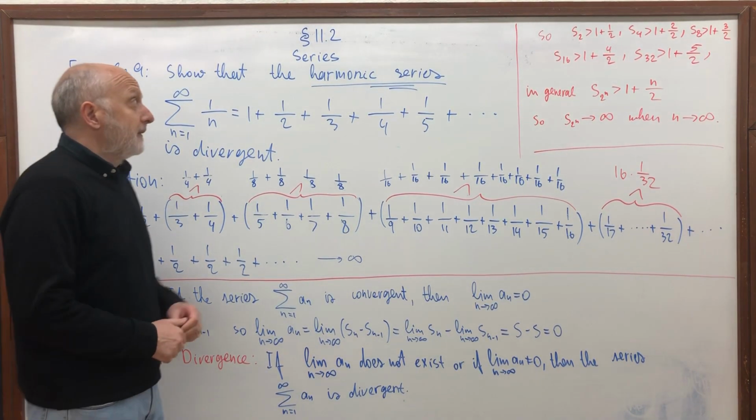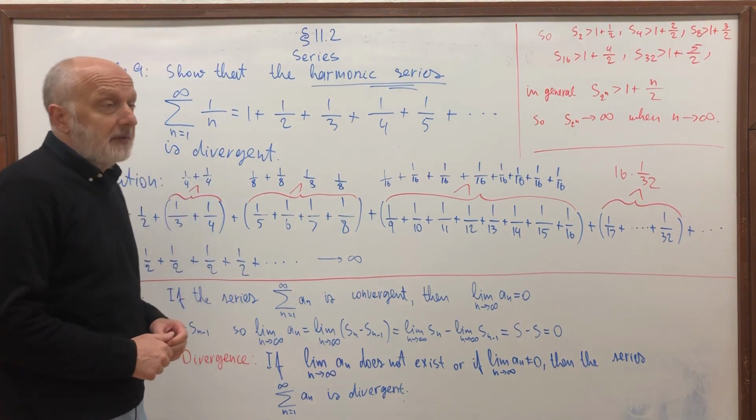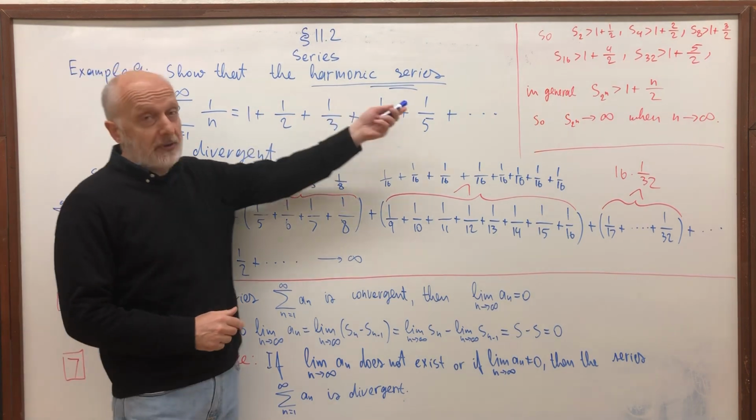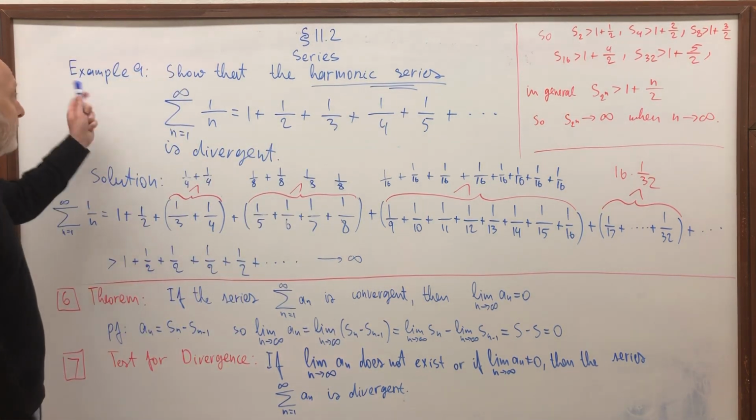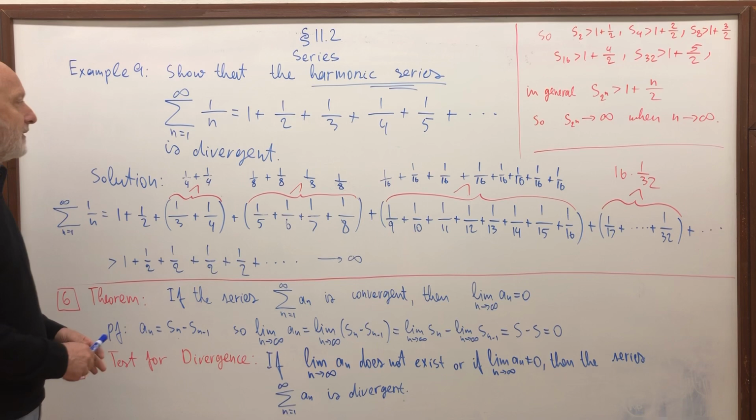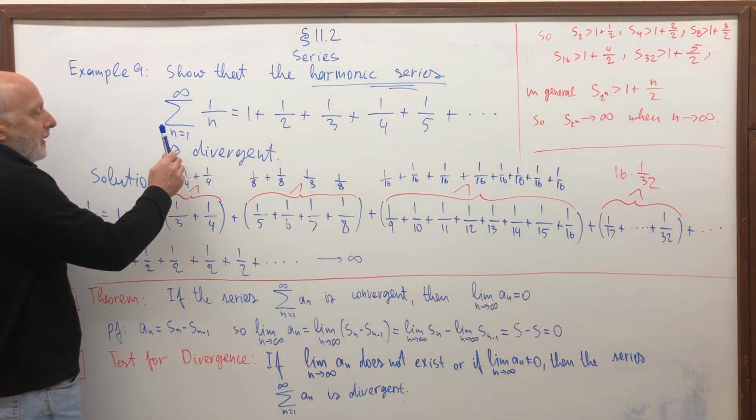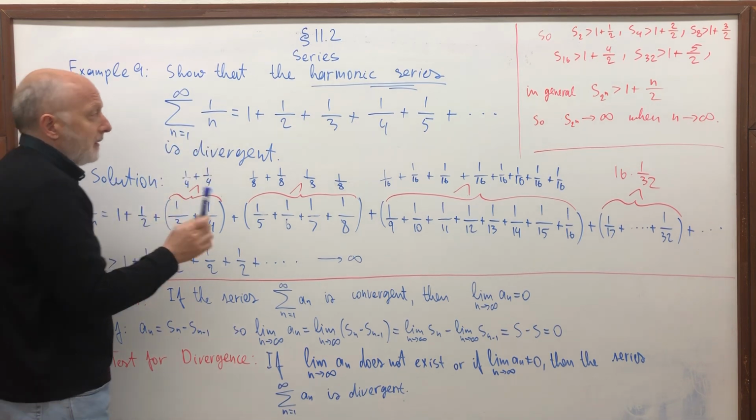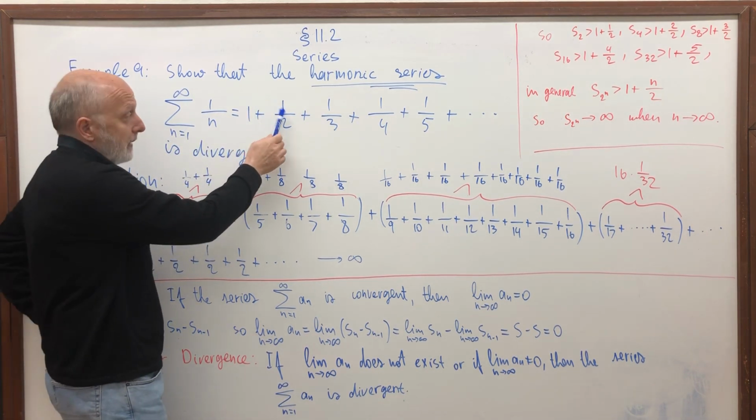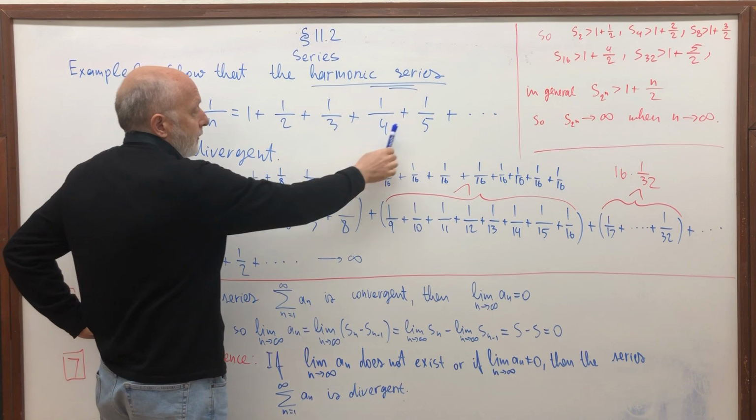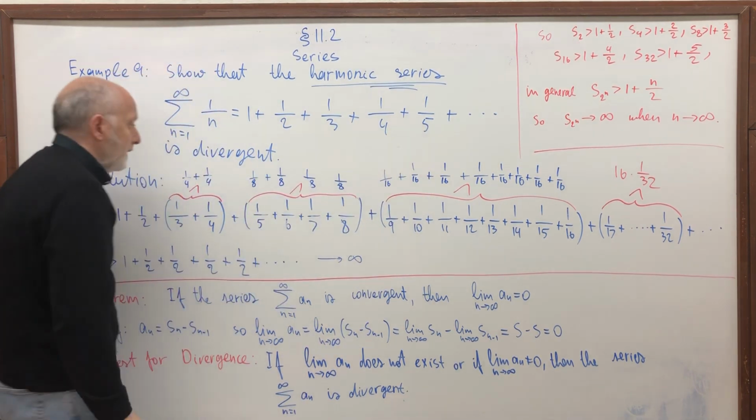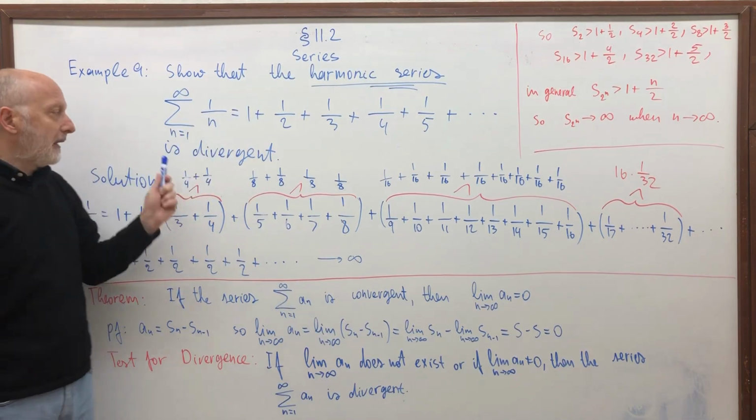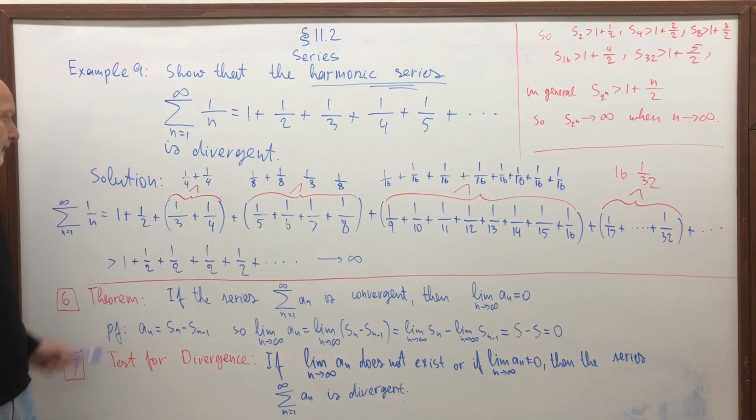Continue discussing section 11.2. Today we will discuss a very important series, the so-called harmonic series. This is example 9. This is the definition of the harmonic series: the summation of n goes from 1 to infinity of 1 over n, which is just equal to 1 plus 1 half plus 1 third plus 1 fourth plus 1 fifth and so on. And we will show that the harmonic series is divergent. Here is a proof.